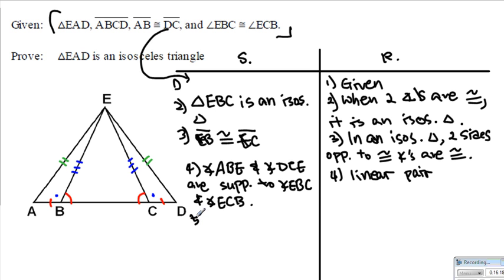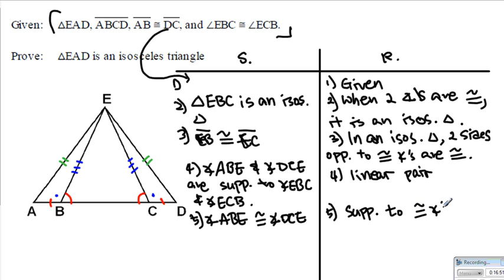Number 5. Then we can say angle ABE is congruent to angle DCE. And the reasoning behind that would have been supplementary angles of congruent angles are congruent.